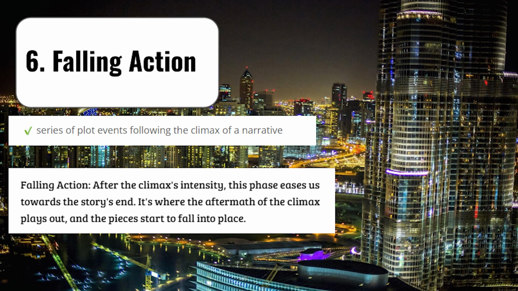Term number six, the falling action, comes after the climax, and it's a series of plot events that follow the climax of a narrative or a story. To break it down, the falling action comes after the climax's intensity, and this phase of the story eases us towards the end. It's where the aftermath of the climax plays out, and the pieces start to fall into place. If you've been following some kind of mystery in the story or multiple mysteries, they may start to be solved in this part of the plot.